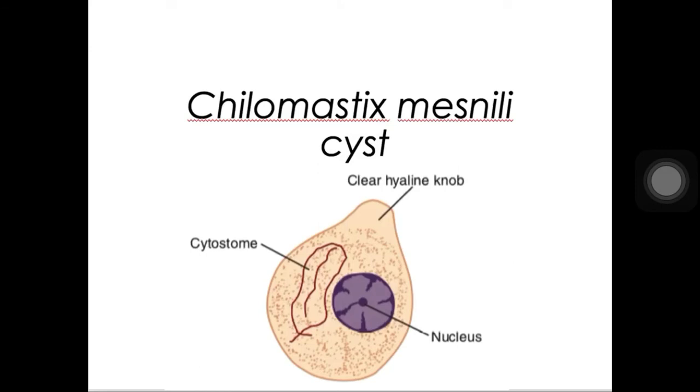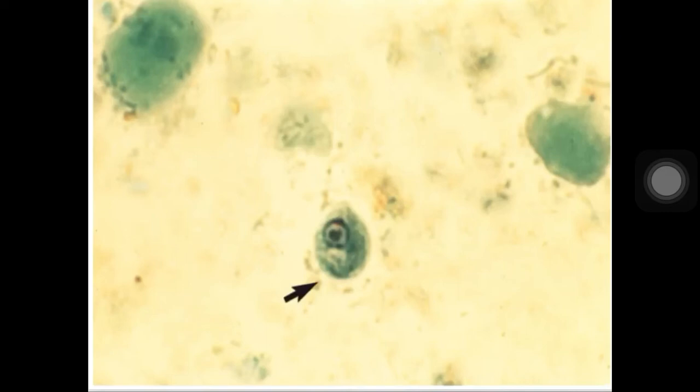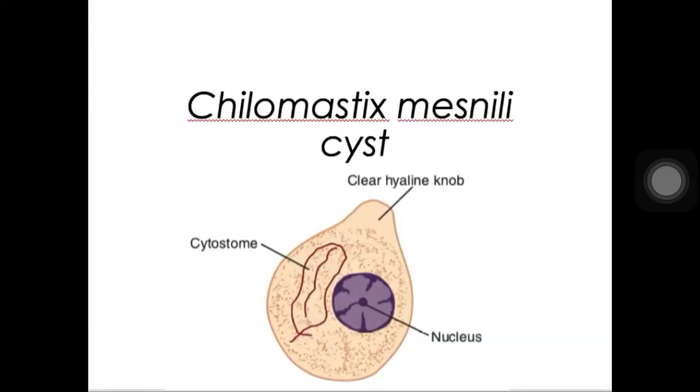So as you can see here, they are described as lemon-shaped, or nipple-shaped daw. And it possesses here a clear anterior hyaline knob, then yung nucleus dito, then we also have here presence nga po ng cytosol. So again, as you can see the real microscopic image, it is lemon-shaped, possessing a clear anterior hyaline knob. So lemon-shaped or nipple-shaped. Okay, so we have here the Chylomastix mesnili cyst.